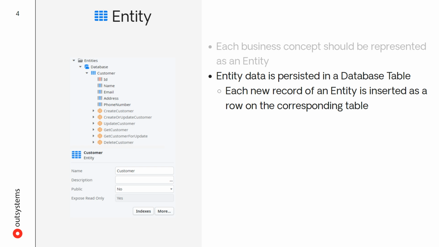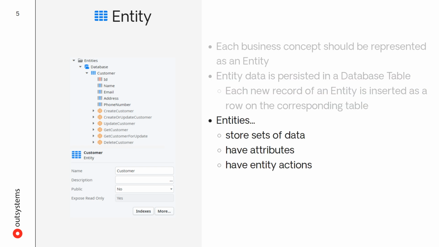Each new record that you insert or create in the entity will be persisted as a row in the database table. Therefore, entities have defined sets of data. The data is organized in attributes, which is where the properties of business concepts are stored. Each entity also has a set of entity actions, which we will introduce later on.